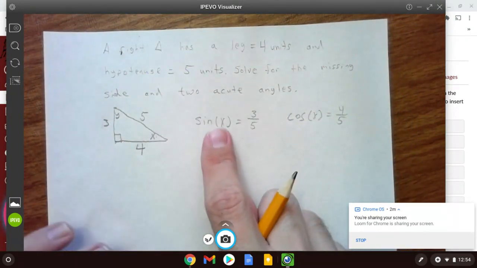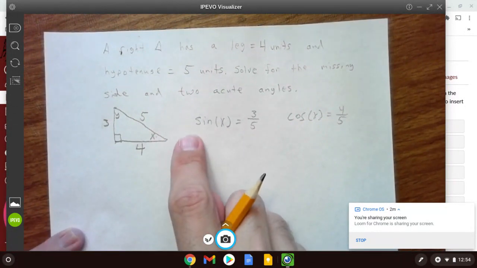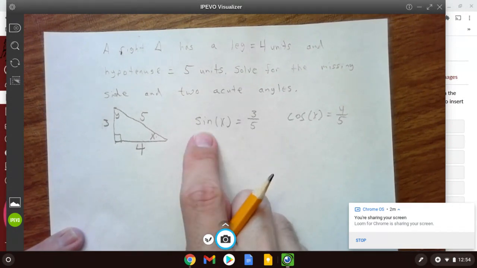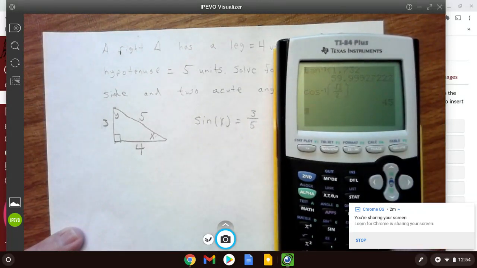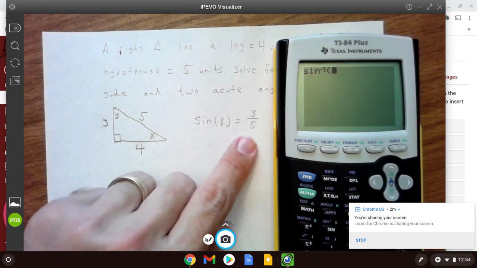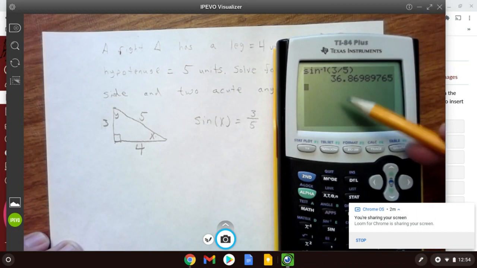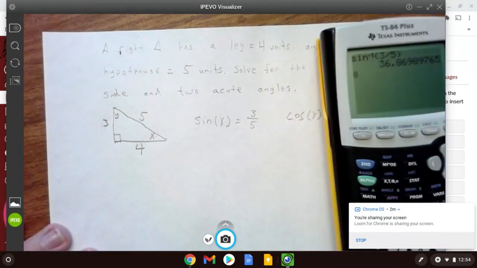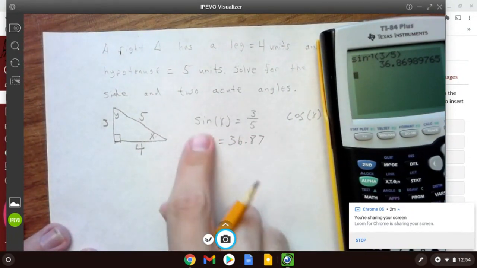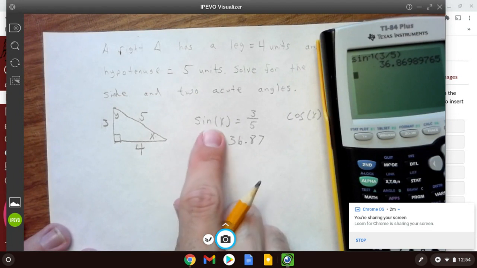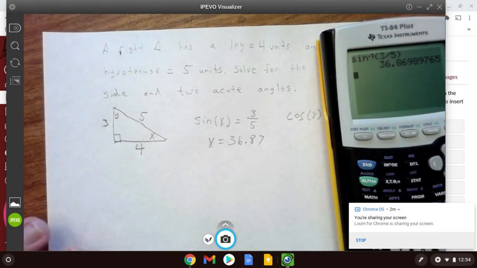Now, since you're solving for a missing angle, you have to get rid of this sine. So what you're going to do is take the inverse sine, or sine inverse, of both sides. So if we take inverse sine of 3/5, that's going to give us our answer for x. All right, 36.87. So x would equal 36.87. When we take that inverse sine, sine and the inverse sine cancel each other out, and you're just left with x. And this side's our answer.